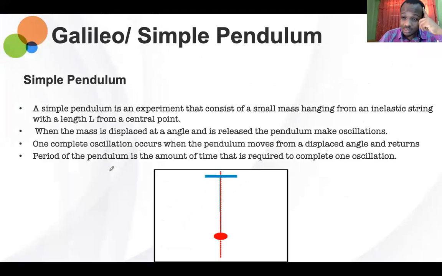All right, so what is a simple pendulum? A simple pendulum is essentially an experiment that consists of a small mass hanging from an inelastic string. It's important that this string is inelastic, and we'll get into that in a few minutes. It has a length L, and it stretches from here. So this length is length L.